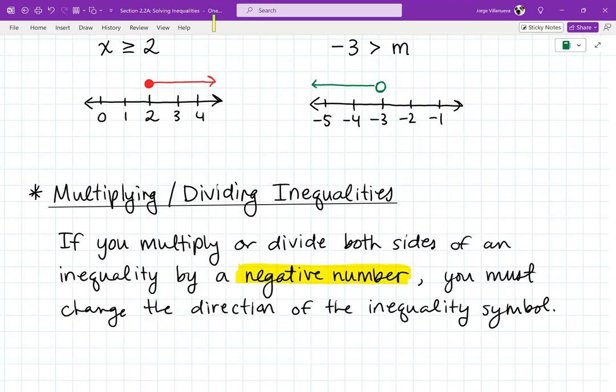If you add both sides by a positive number, that's great, nothing to do. If I add both sides by a negative number, that's great, because right there it doesn't say anything about adding or subtracting. It says only multiplying or dividing. Then you have to flip that inequality. And you got to make sure it's a negative number, not just any number, but a negative number.